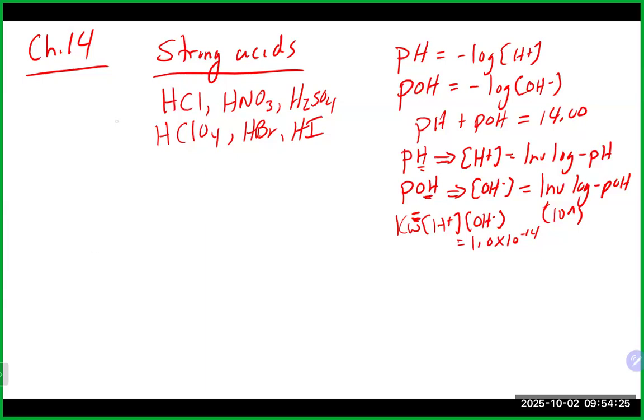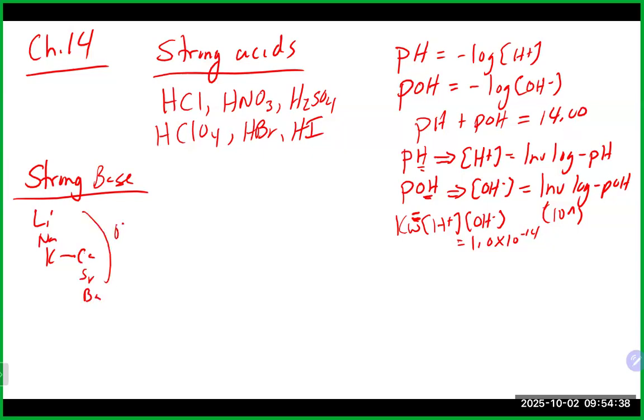And if you do have a strong acid or even a strong base, and as we talked about, most strong bases are group 1 and group 2 on the periodic table. Again, lithium, sodium, potassium, calcium, strontium, and barium. Any of these, with hydroxide in the formula, are usually strong bases.